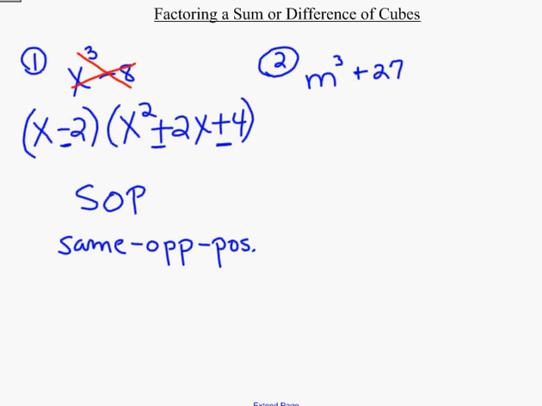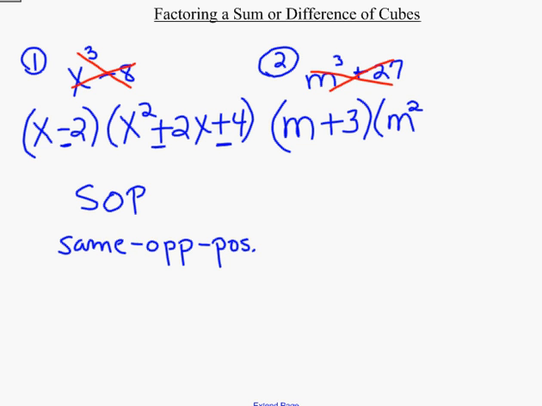So now let's just follow the pattern. I take the cubic root of the first term. I take the same sign. I take the cubic root of the last term, and I put that in parentheses. Now I have finished using the m cubed plus 27. Don't even need to look at that anymore. Now I'm looking at the m plus 3. I square the first term.